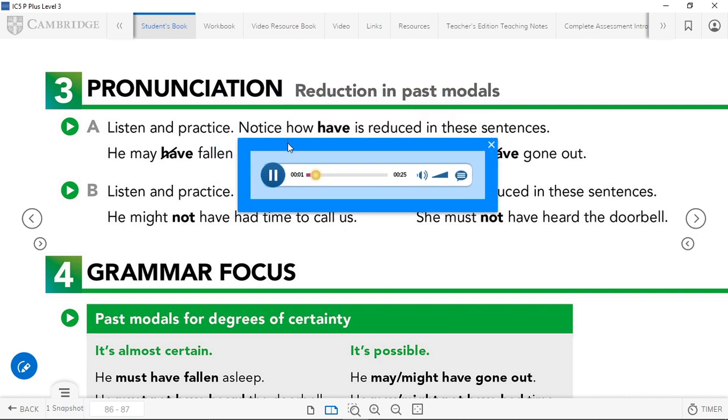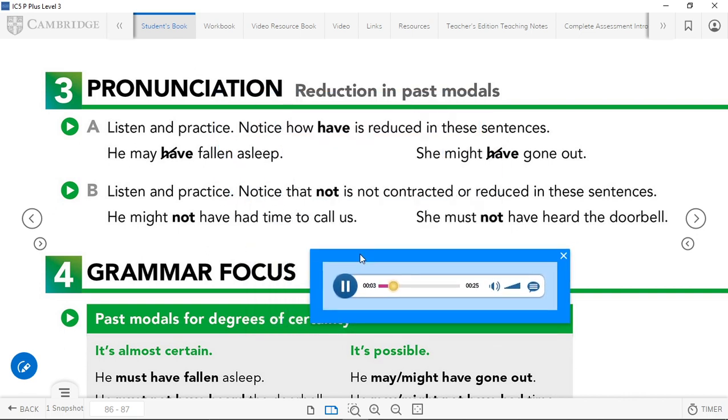Page 87, Exercise 3, Pronunciation. Reduction in past modals. Part A. Listen and practice. Notice how have is reduced in these sentences. He may have fallen asleep. She might have gone out.